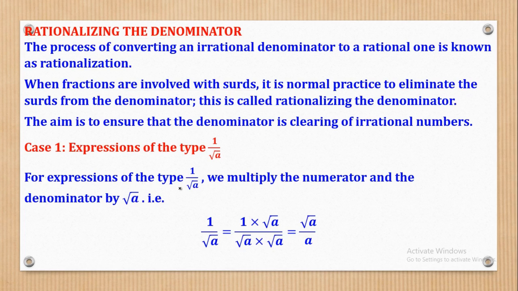So for expressions of this type, we multiply the numerator and the denominator by root a. For example, if I have 1 over root a, it means that I multiply up and down by this root a to come up with root a over a. And in this case, I think we realize that the denominator does not have any surd.